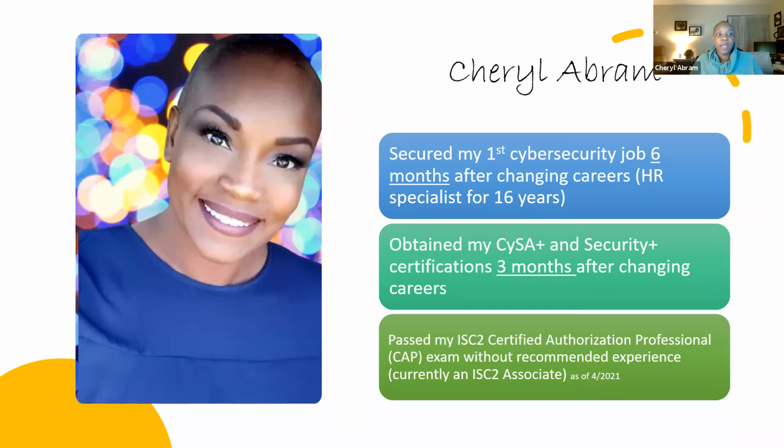But first, let me tell you why I feel like this is something I can talk about. Six months after I turned in my resignation after 16 years in HR, I got my first cybersecurity job. I obtained my CISA, or CISA, however you say that, and my Security Plus certification 3 months after changing careers, okay? I passed my ISC squared CAP exam, and I'm an associate because I don't have the requisite experience to actually get the certification. So you know how ISC squared does that thing. So now I'm doing some work in risk management so I can get that experience. But I passed the exam, okay?